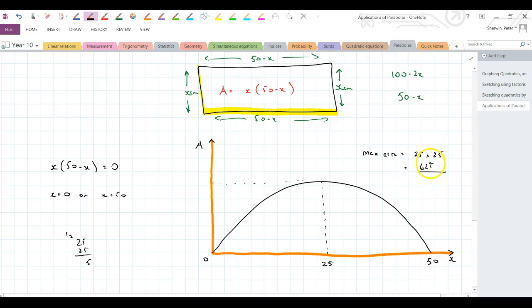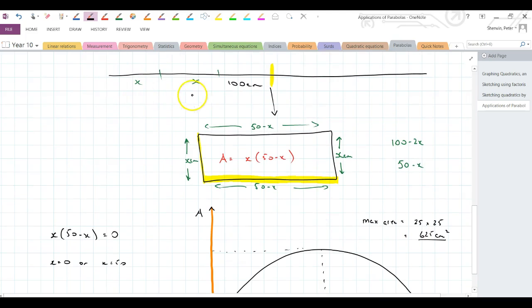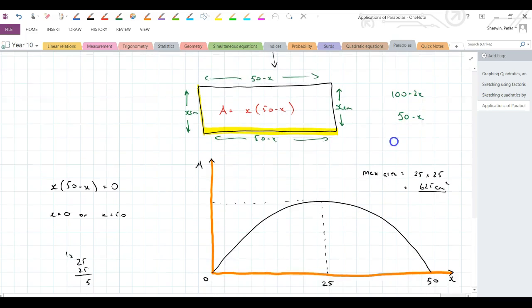In this case, we're talking about centimeters squared, aren't we? And the dimensions of the rectangle that we made out of this 100 centimeter piece of wire are 25 by 25. So in fact, it's a square. To maximize area, it's a square.